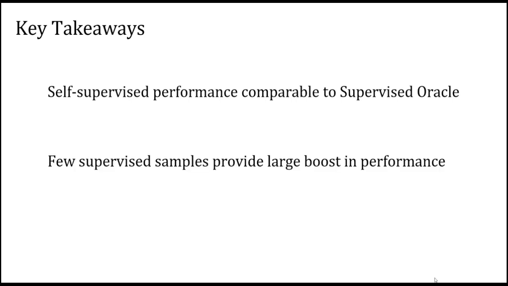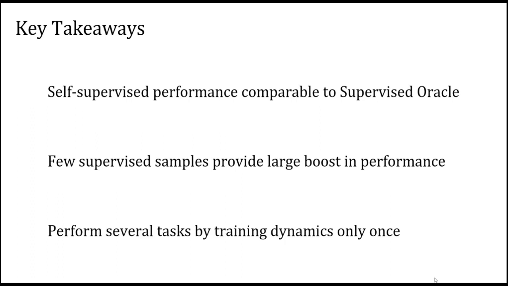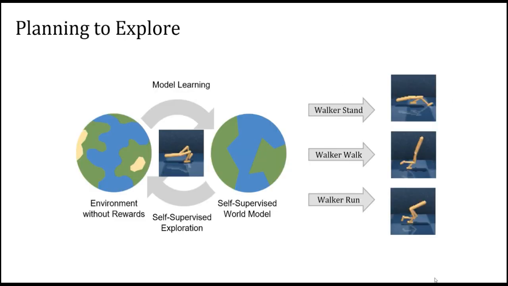To summarize, we achieve zero-shot performance comparable to the supervised state of the art with only self-supervised exploration. We match and even beat the supervised agent after adapting for just a few episodes. Our self-supervised model generalizes to different tasks, while supervised agents only learn task-specific models. And all of this with no supervision, no rewards, and no state information at training. Just planning to explore with self-supervised world models.